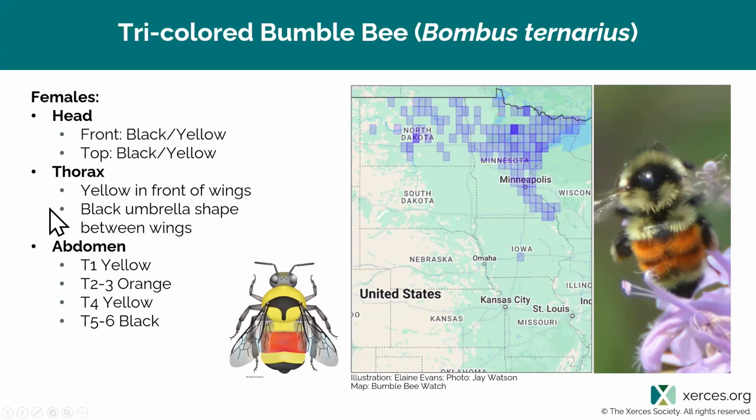Zooming in to look at the color pattern on the abdomen. For this bumblebee species, T1 is going to be yellow.